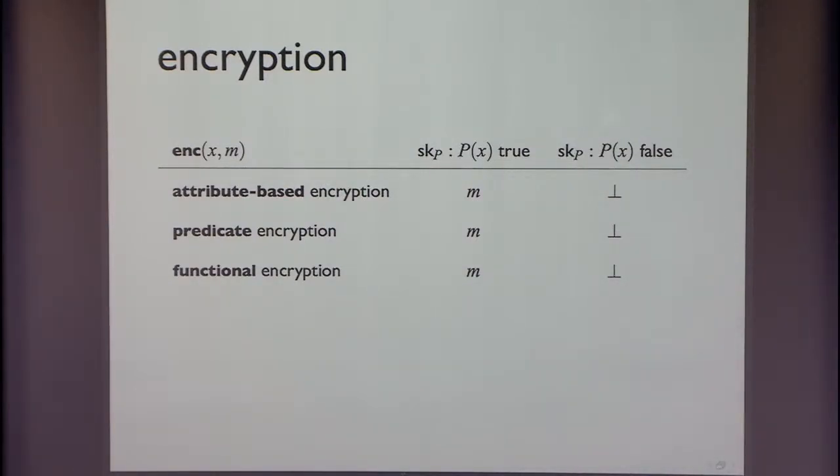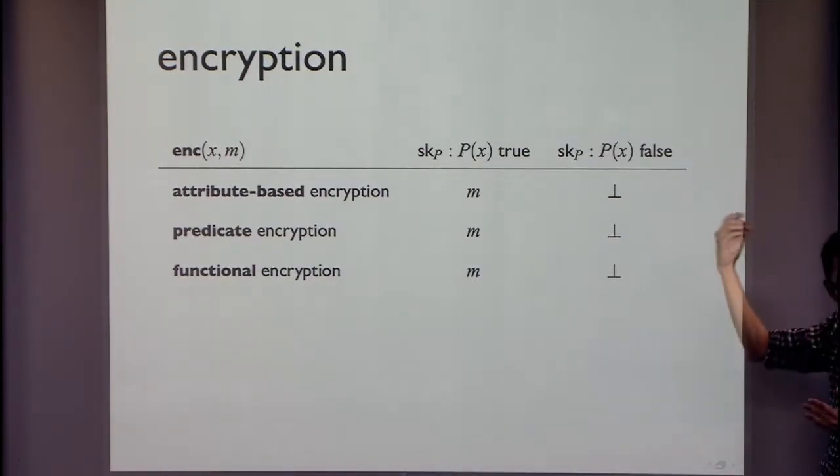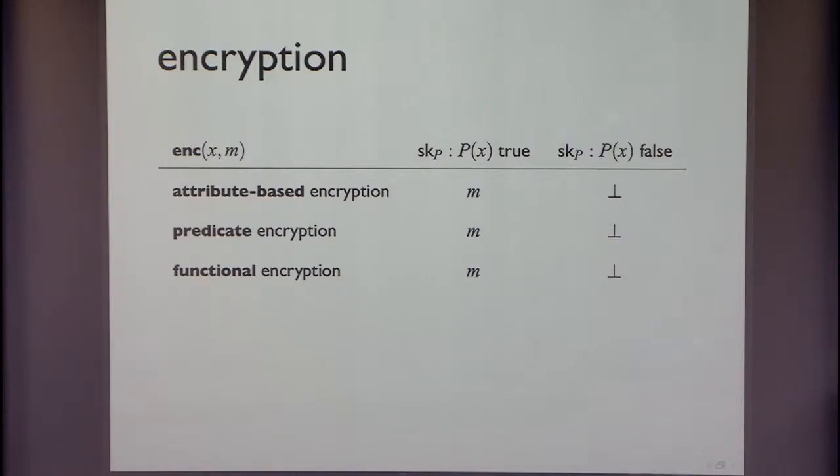In addition, you can create keys for predicates. All right. And the basic syntax and correctness requirement is that if you have a key for which the predicate equals true on X, you can decrypt and recover the message M. And if you have a key for which the predicate equals false, when you try to decrypt, you get perp. All right. So in some sense, the keys do tell you whether P of X is true or false. That's in some sense inevitable.